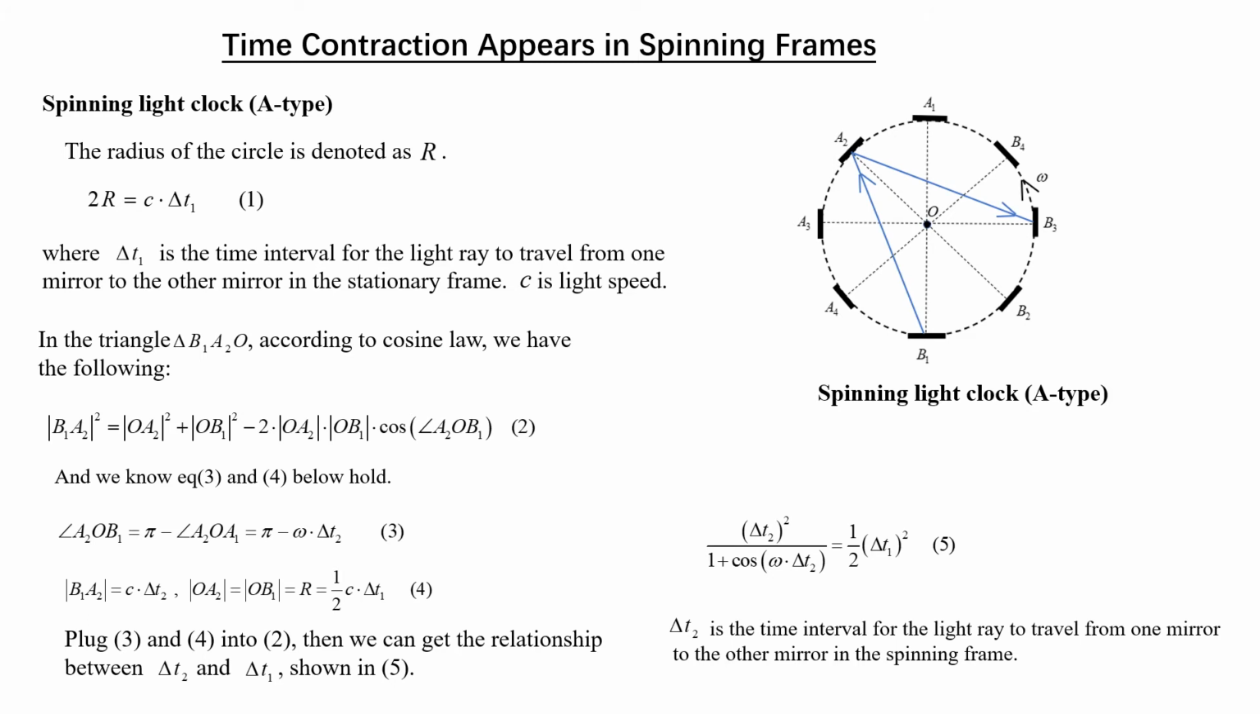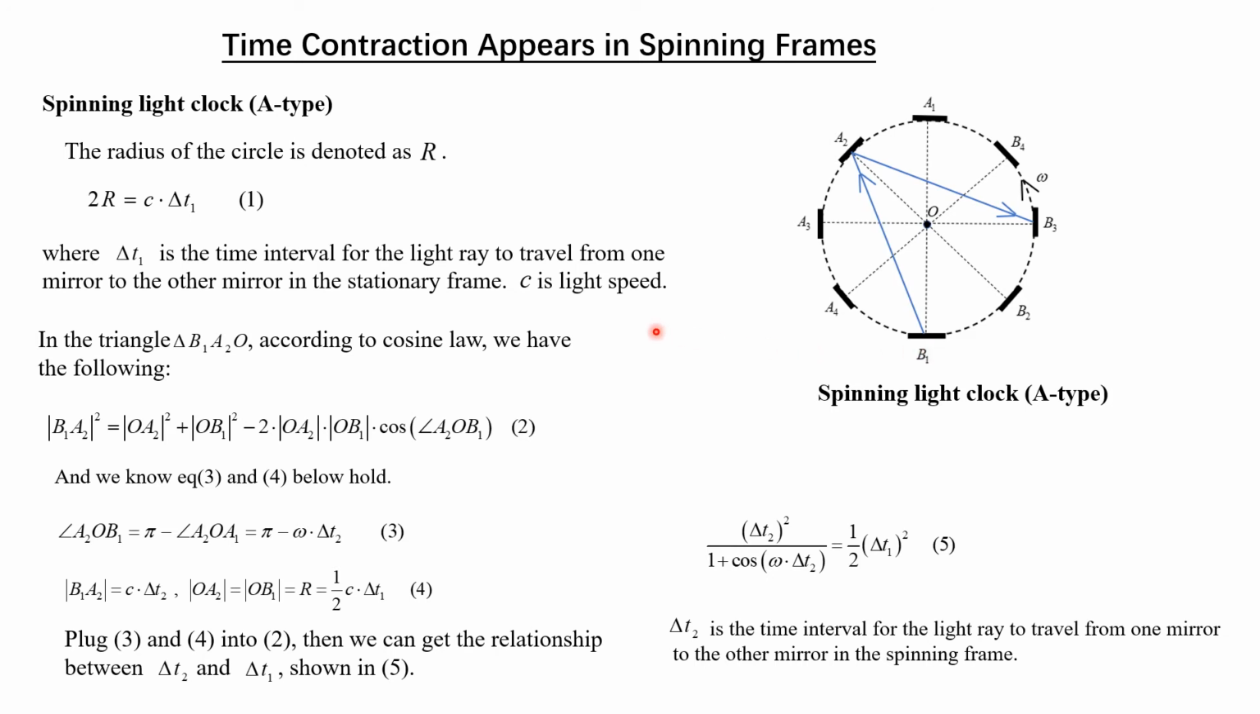Geometrically, we can see here that the distance between B1 and A2 is smaller than the distance between B1 and A1. In the spinning frame, the photon travels from B1 to A2, and in the stationary frame, the photon travels from B1 to A1. This means that the photon travels shorter in the spinning frame, so time contraction happens in the spinning frame.